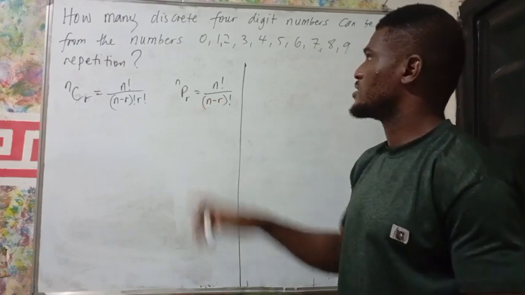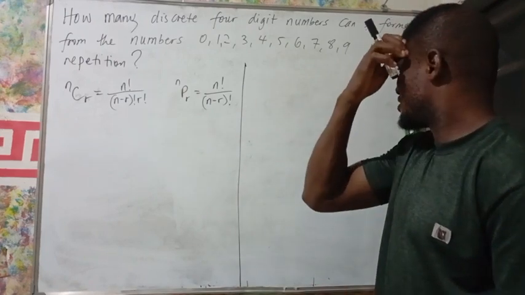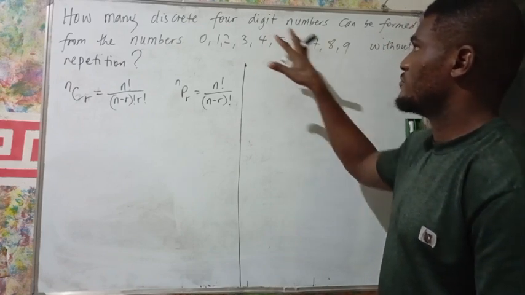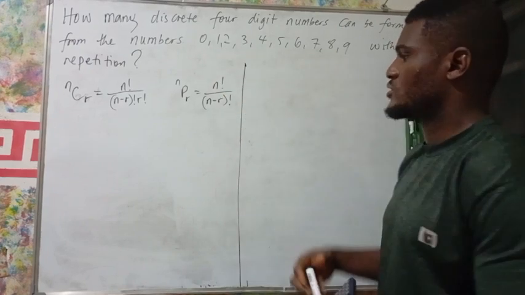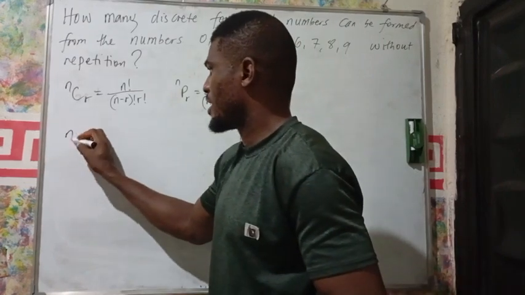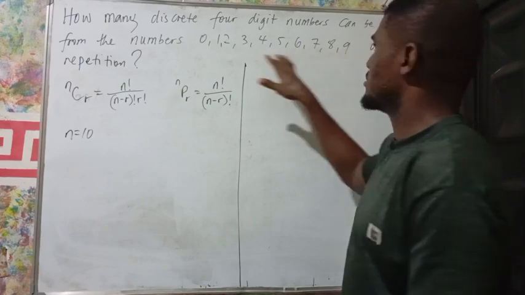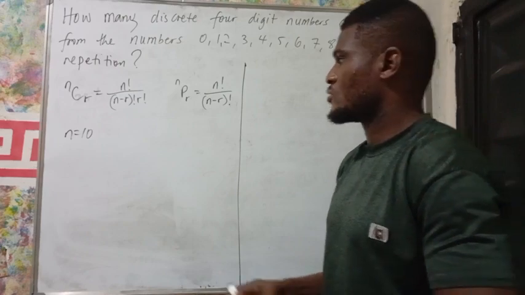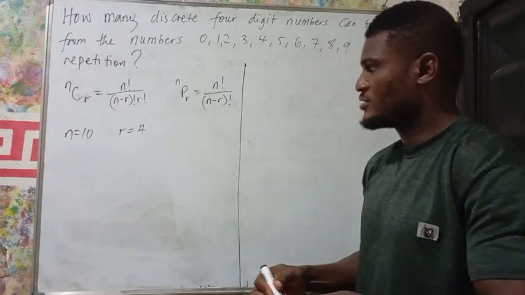So in this particular case, we need to arrange these numbers. How many ways are we going to arrange these numbers in 4 digits? We have 10 numbers here, so our n would be 10, and we have to place them in 4 places, so our r would then be 4. Alright, so that's what we're going to do.